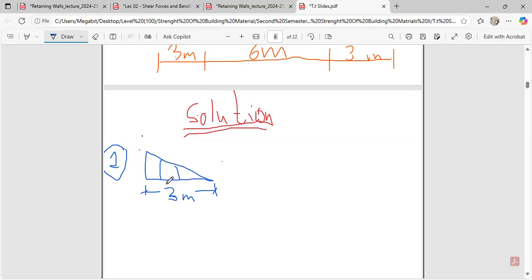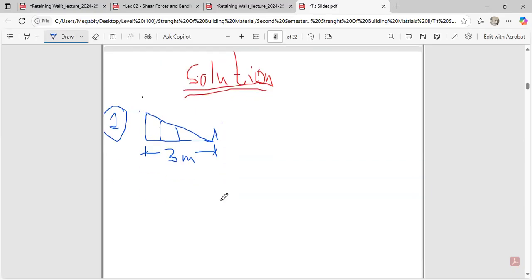Okay, and you realize the support was at what? A. The support was somewhere here. There was a support over here. Okay. Then let's also come and pick the other section, which is section 2.